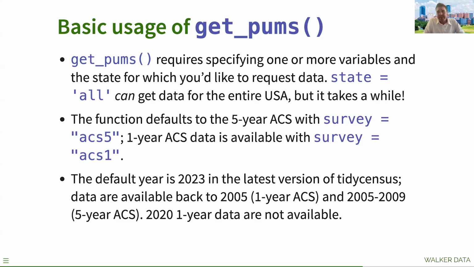The function defaults to the 5-year American Community Survey, and you can also get 1-year ACS data. Default year is 2023. If you want full functionality for the 2023 ACS, you'll want to make sure you have the latest version of tidycensus installed, which is 1.7.1. You can get PUMS data in ACS all the way back to 2005 for the 1-year ACS and 2005 to 2009 for the 5-year ACS, again with the caveat that 2020 data are not available.